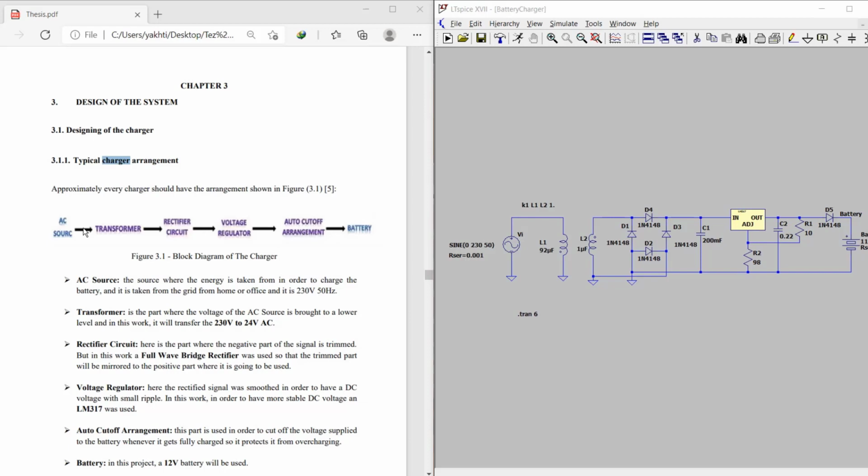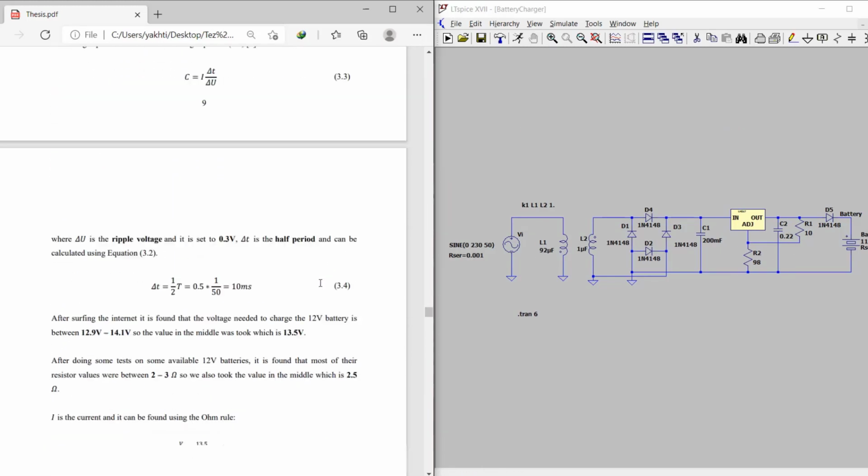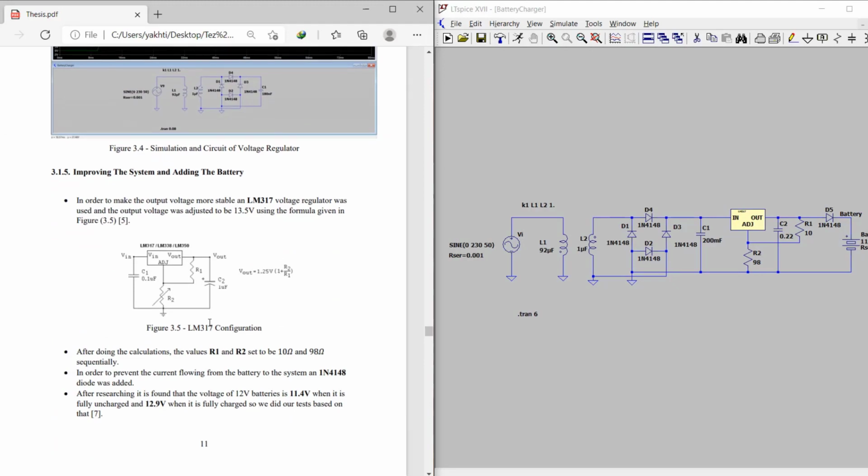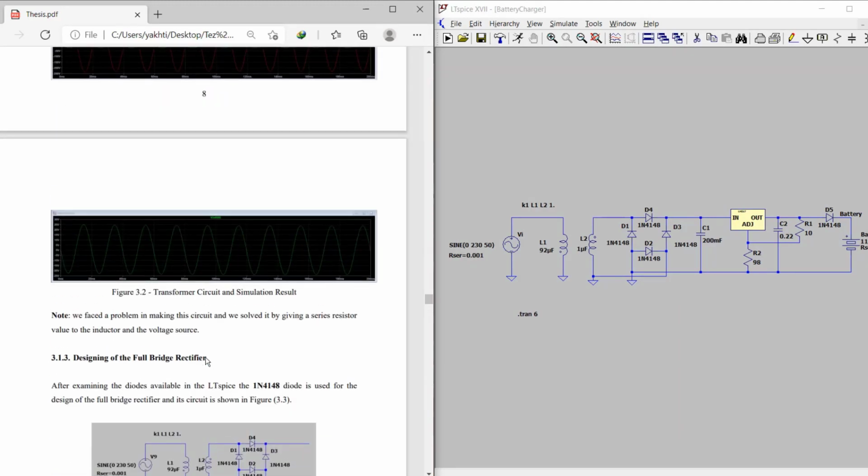My name is Ayaz Final, and today I'm going to show the simulation part of the thesis I have done. Here, as I'm showing in the thesis report, the normal typical charger circuit consists of an AC voltage source, transformer, rectifier circuit, voltage regulator, auto cut-off arrangement, and a battery. Now I'm gonna show the circuit here. The values that we have found are discussed in detail in these pages, and today I'm just gonna show the results.